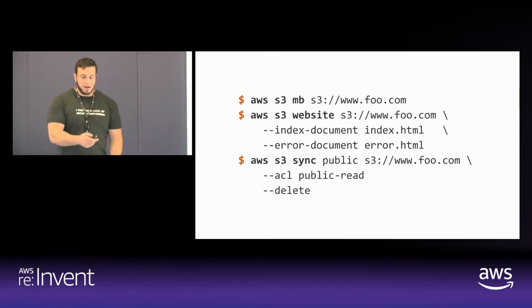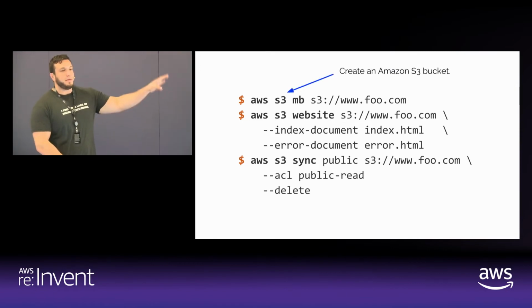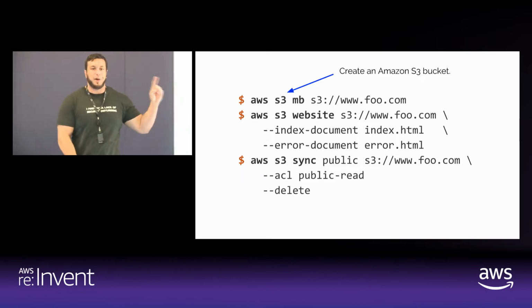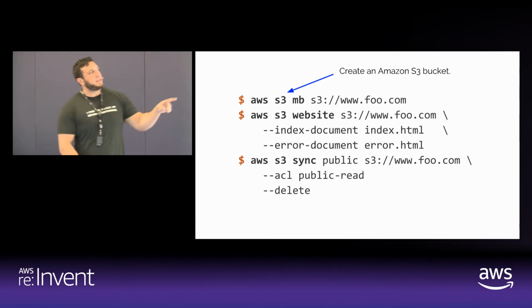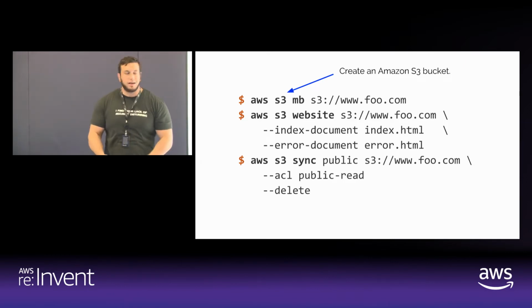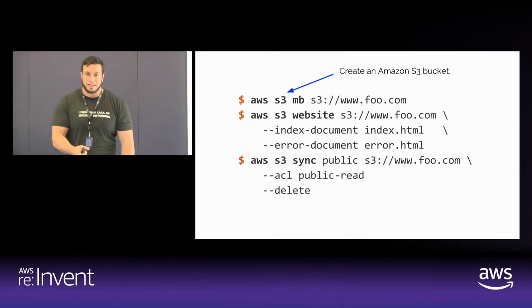So the first thing we're going to do up top, if you run this on the command line, is create a new S3 bucket. The MB command stands for make bucket. What we're doing here is creating a folder in S3, which is called a bucket. And in our case, it's going to be the name of our website, for example, www.foo.com.